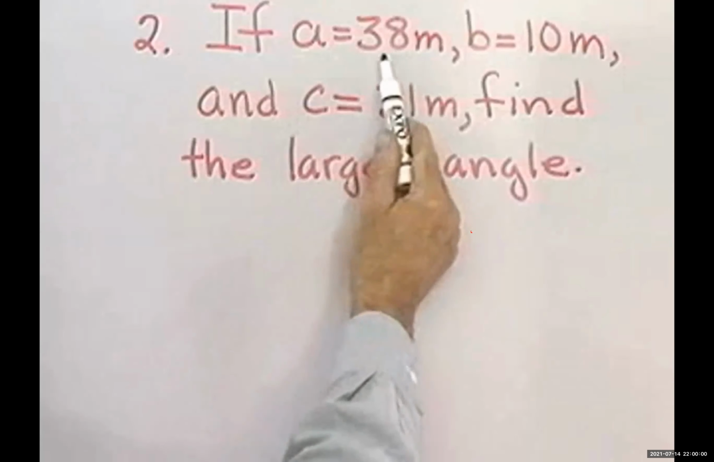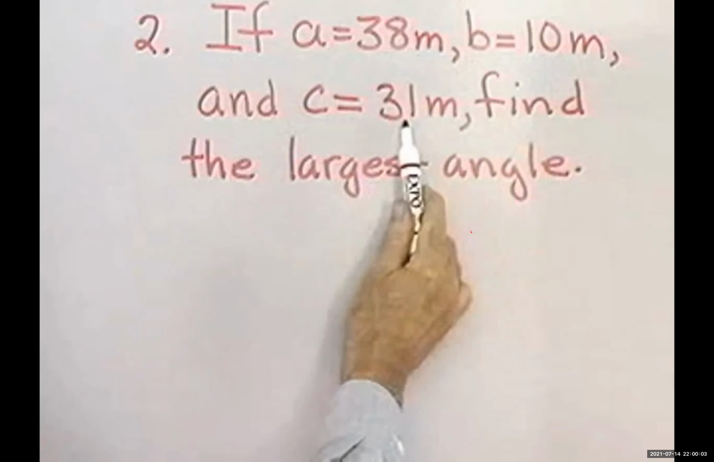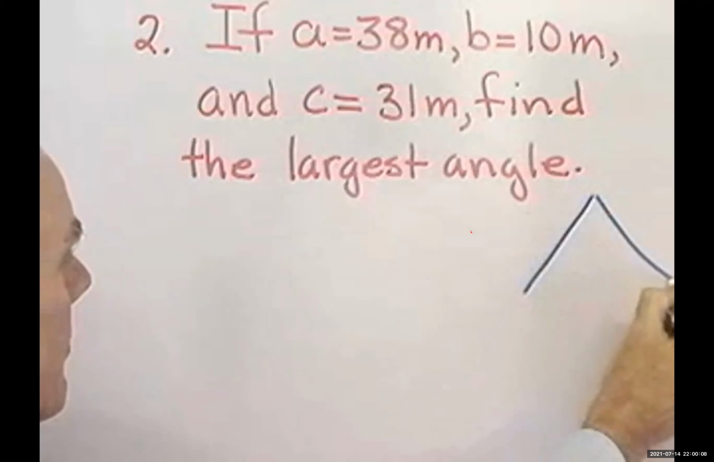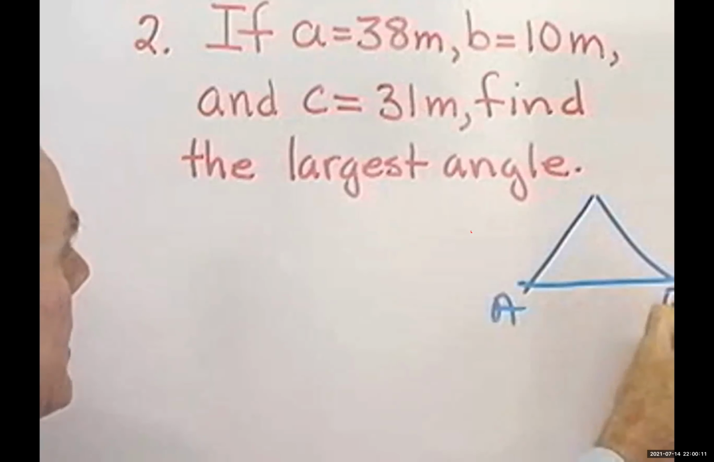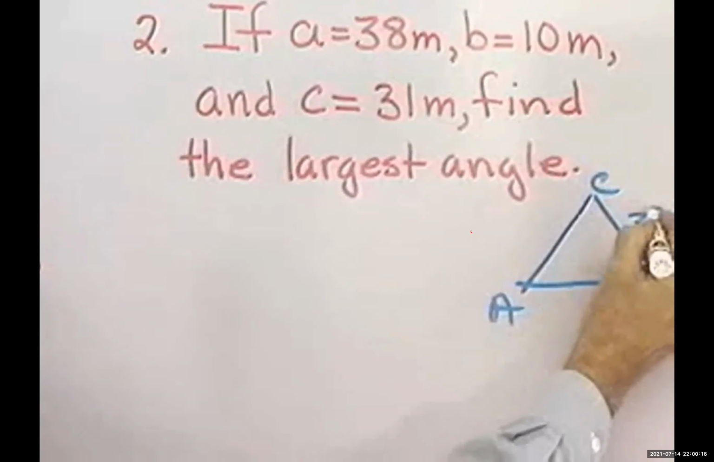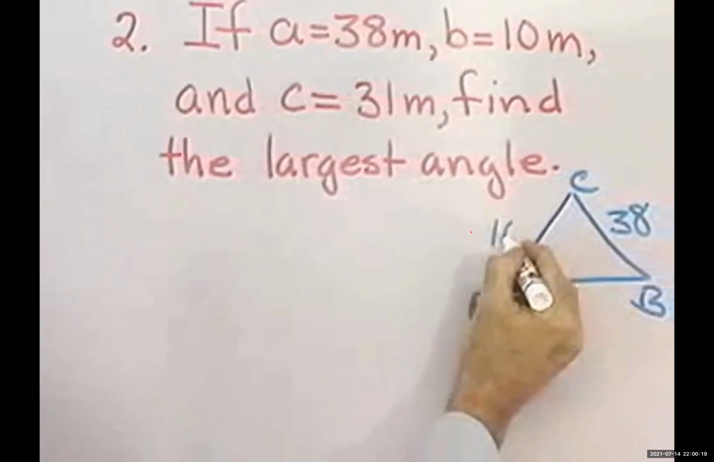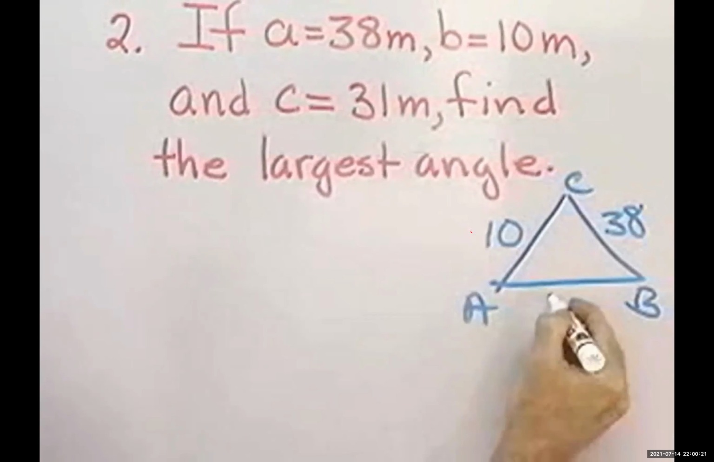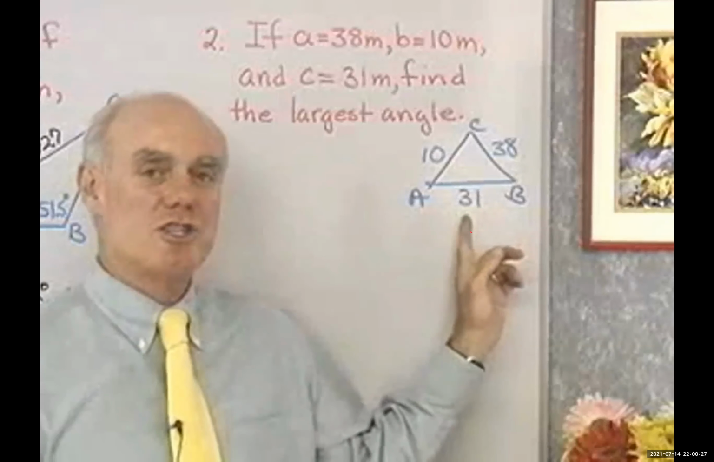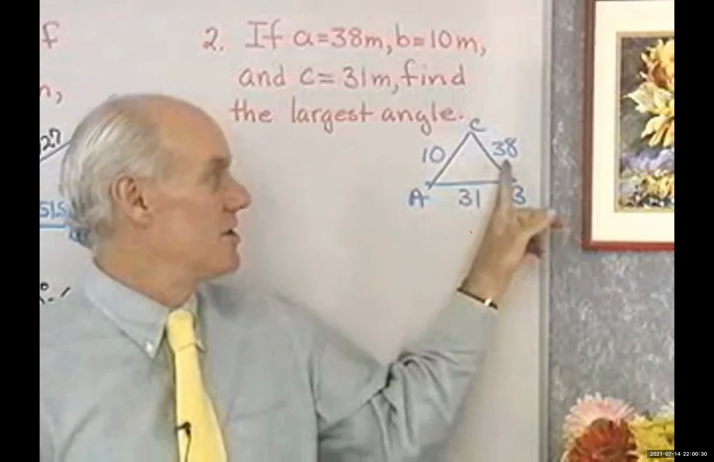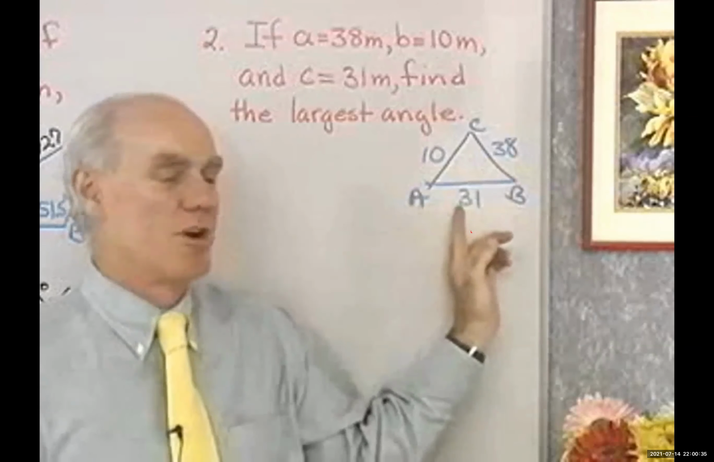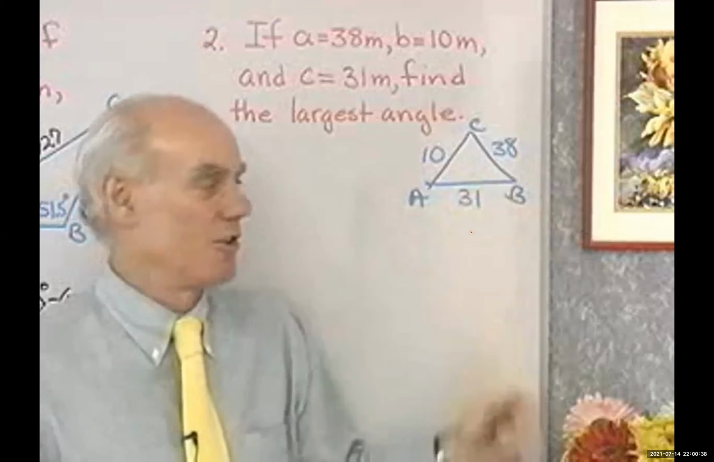If A is 38 meters, B is 10 meters, and C is 31 meters, let's find the largest angle. Well, let's draw a little picture right here just to help us out. We have A, B, and C for my angles. I'll label side A with 38, side B with 10, and side C with 31. Now, when I look at my diagram right here, I know that the largest angle is opposite the longest side. So I see my longest side is 38, so my largest angle is going to be angle A. And remember, this is not drawn to scale. I've just drawn this triangle so I have something to label.